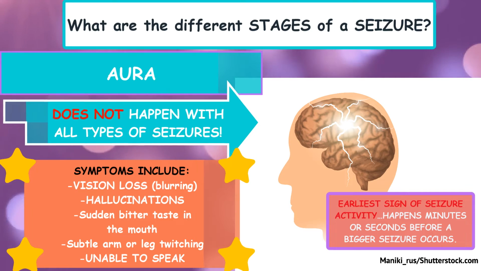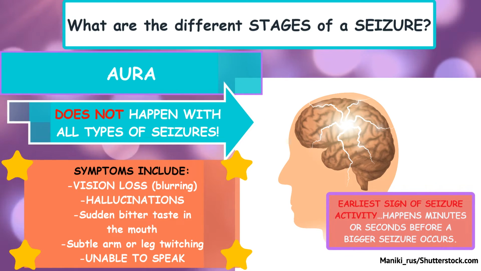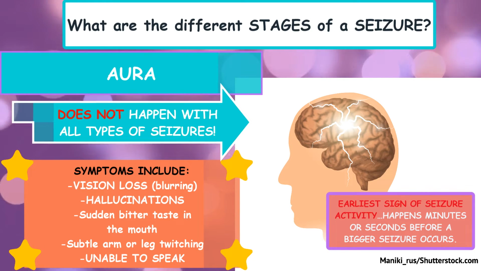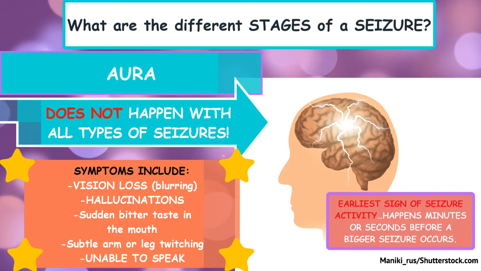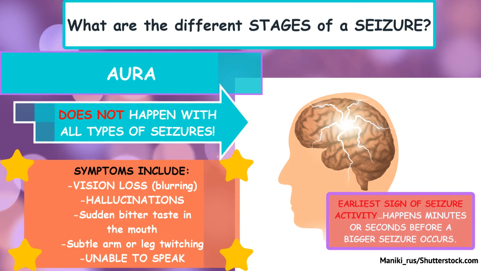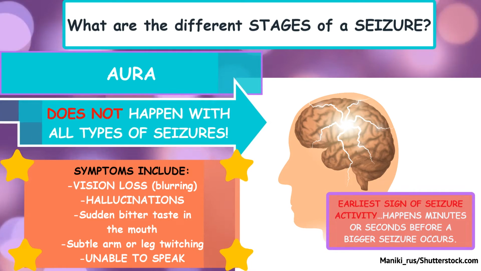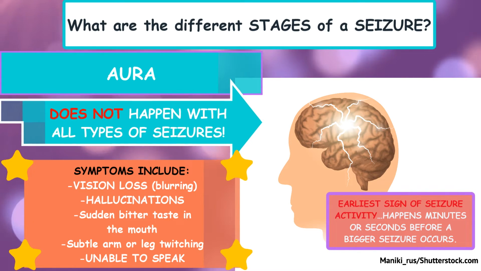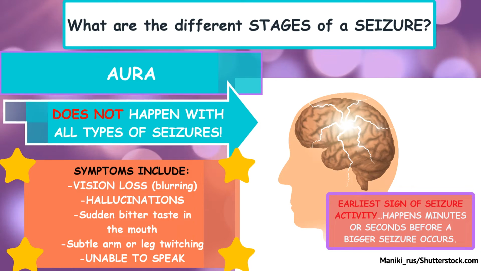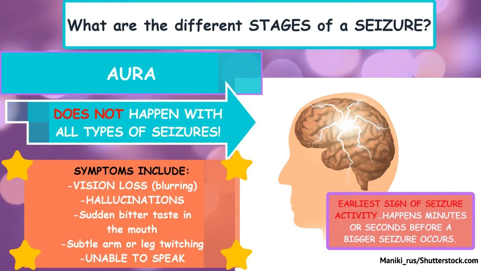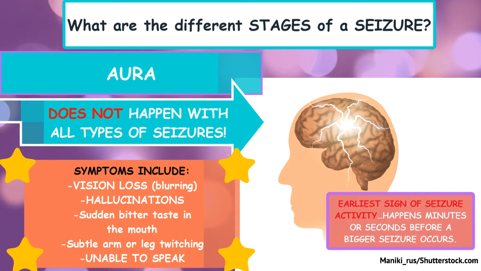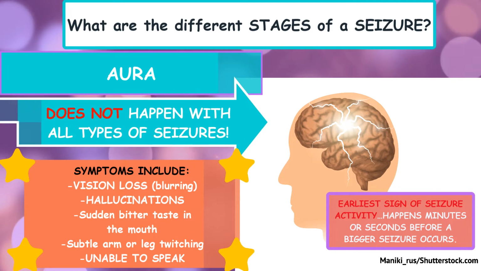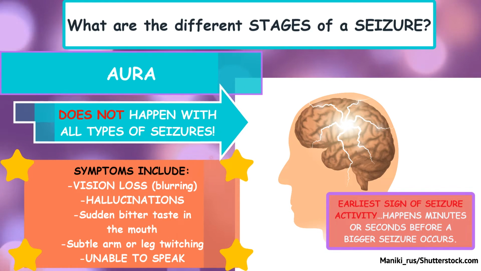An aura is basically a warning sign that a bigger seizure is about to happen. Remember that an aura is considered the earliest sign of seizure activity. So patients that have epilepsy or seizure disorder will usually know what type of aura, what type of symptom they would get prior to a bigger seizure. Patients that have reported an aura during a seizure have stated that they've experienced vision loss or blurring of their vision, hallucinations, sudden bitter taste in their mouth, as well as a subtle arm or leg twitching, and a lot of them report the inability to speak.